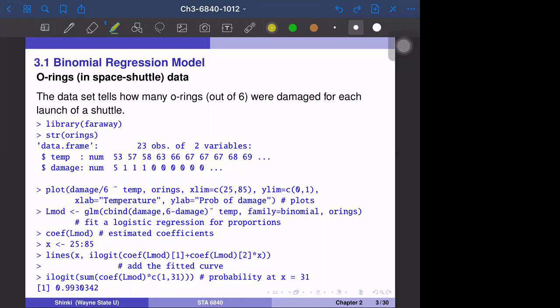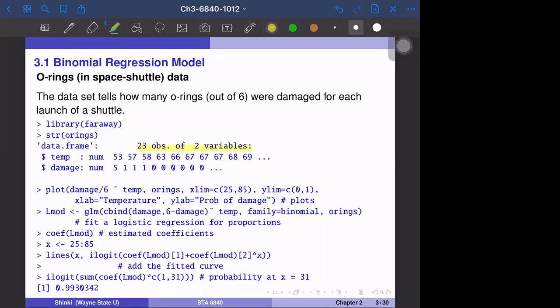The Space Shuttle Challenger failed in 1986, and that was caused by the failure of the O-rings. We have 23 observations of Space Shuttle launches, and data for the damage to the O-rings. Each shuttle has 6 O-rings, and depending on temperature, some of the O-rings will be damaged. And this is the data.